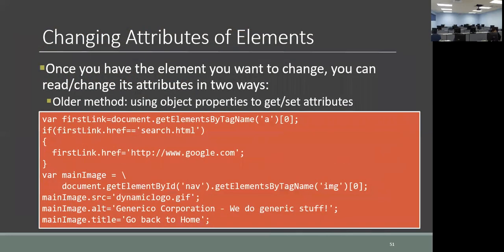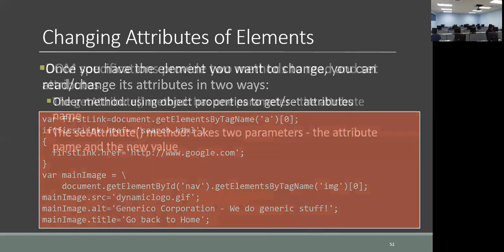So then we store that in a variable called main image, right? And we can just access the attributes as object properties. Simple, straightforward. We can either read them or we can set them. In this case, we set them by changing them. You see, the dynamic logo, we change the alt text, and we change the title to "go back home". And now we effectively just change all of that simply that way, by accessing the document and changing the attributes.